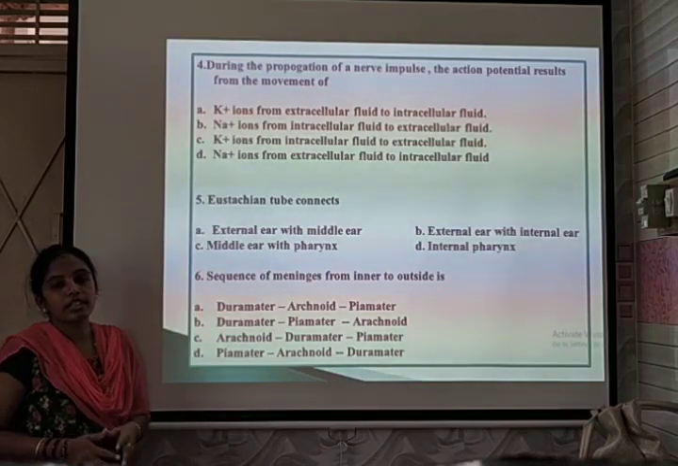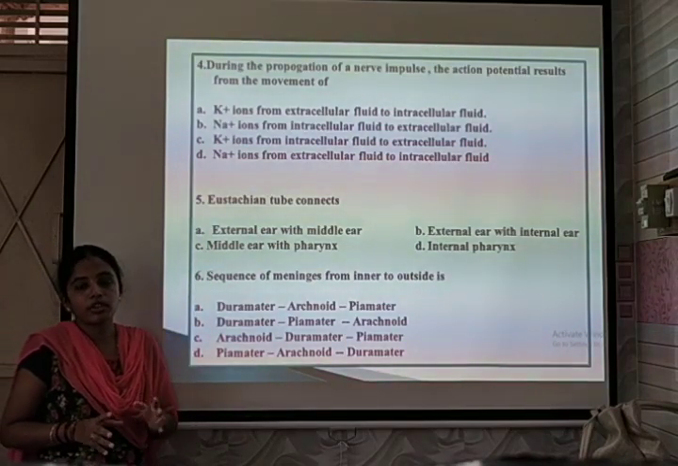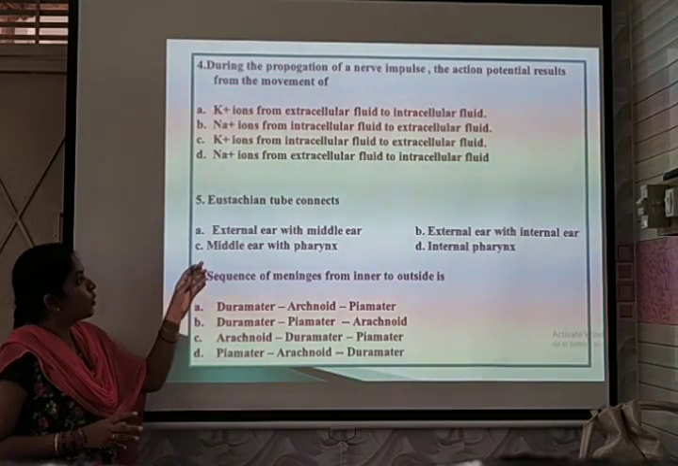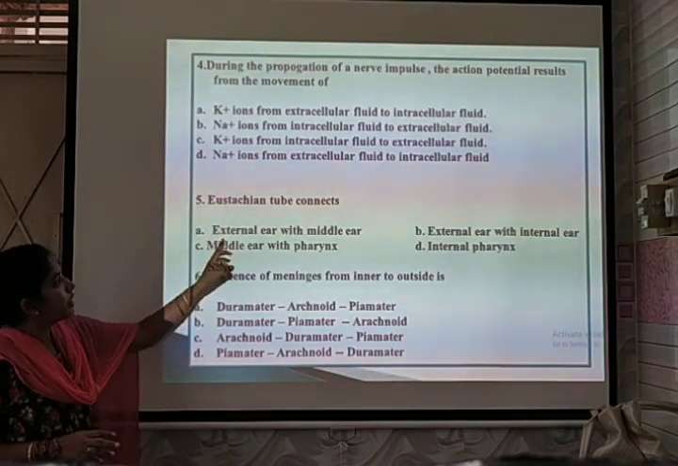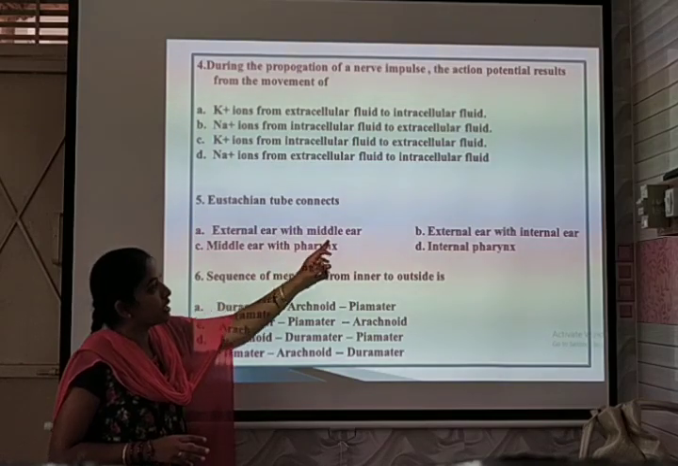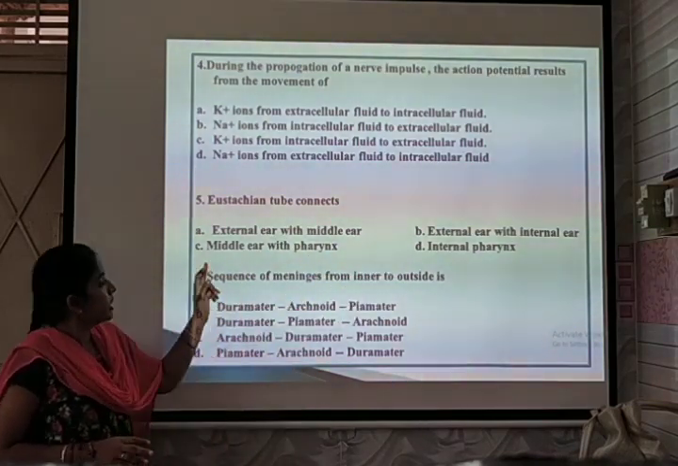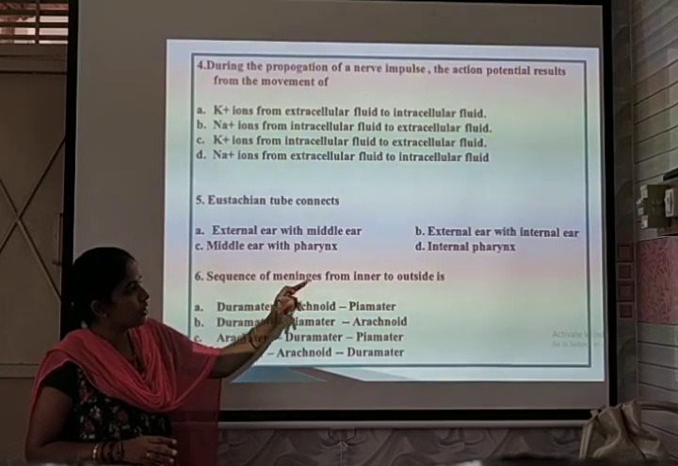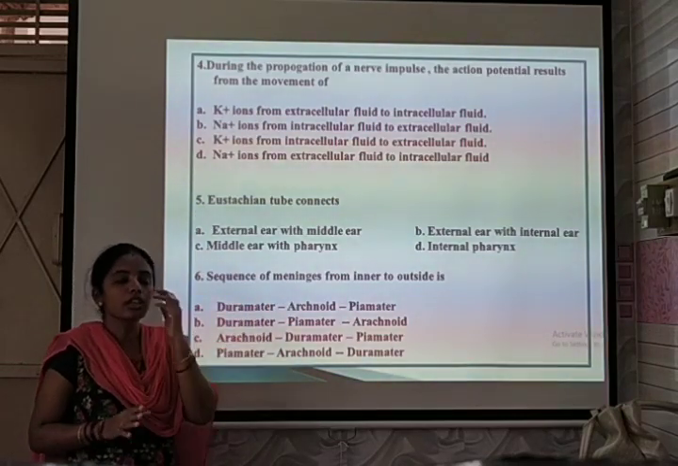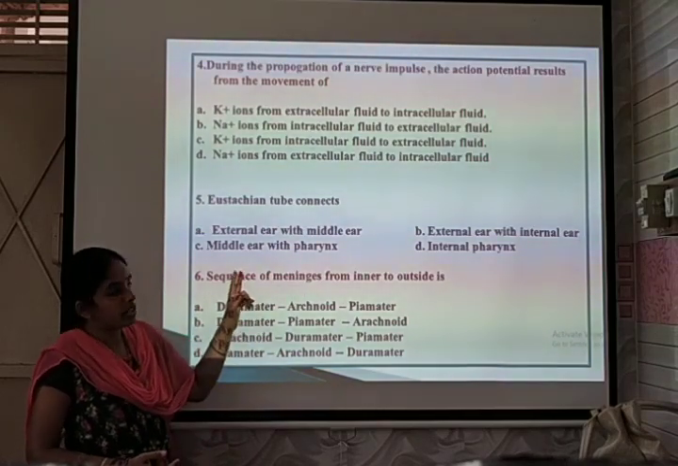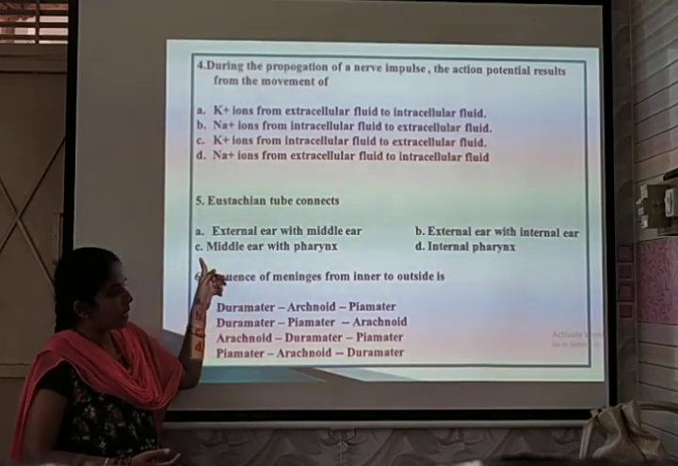So the next one is the Eustachian tube. It is a region present in the middle ear, connecting the middle ear with the pharynx. Usually the Eustachian tube extends towards the pharynx from the middle ear. So the option is C.